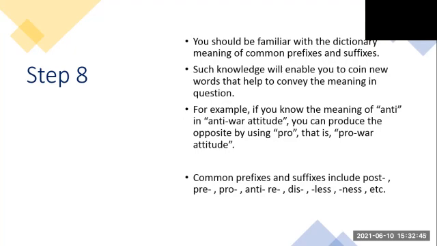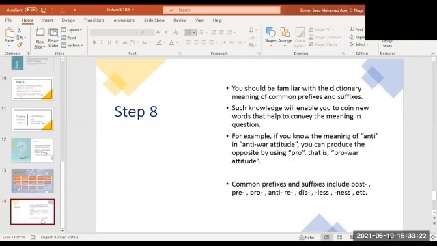Because your knowledge of these will enable you to coin new words. For example, if you know the meaning of anti, يعني ضد, in anti-war attitude, موقف مناهض للحرب, you can produce the opposite. Pro-war attitude. So common prefixes and suffixes include post, pre, pro, anti, re, and at the end, less, ness, etc.